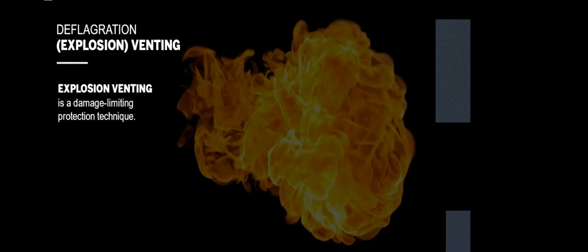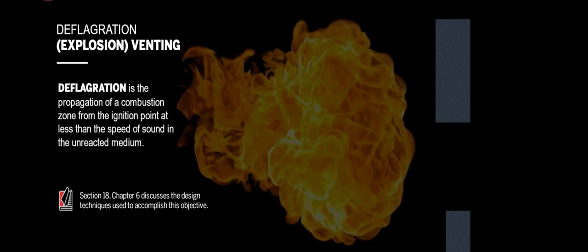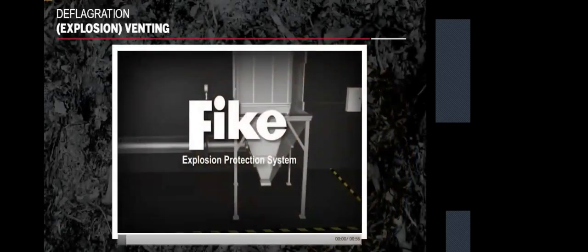Explosion venting is a damage limiting protection technique. It is intended to protect an enclosure against damaging pressures generated by a deflagration within the enclosure by safely venting the pressures to a safe location. Section 18, Chapter 6, discusses the design techniques used to accomplish this objective. Deflagration is the propagation of a combustion zone from the ignition point at less than the speed of sound in the unreacted medium. This short video provides a general explanation of this method of confining fire.